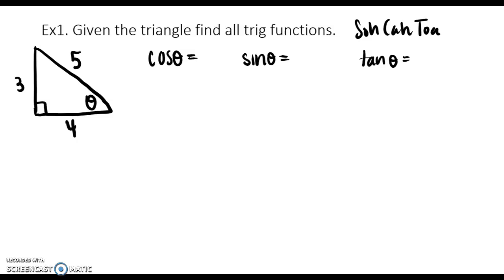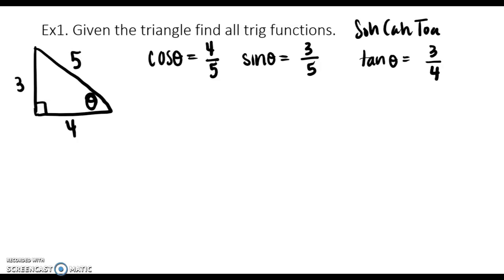So cosine is equal to adjacent over hypotenuse. So the adjacent to that angle right here is 4. And then the hypotenuse is 5. Sine is opposite over hypotenuse. So that's going to be 3 over 5. And then tangent is opposite, which is 3, over adjacent, which is 4.